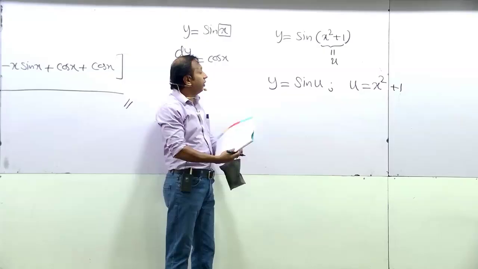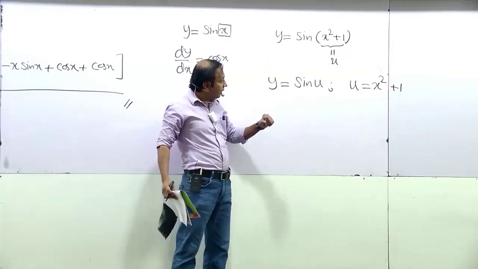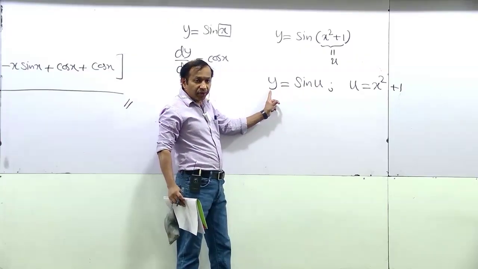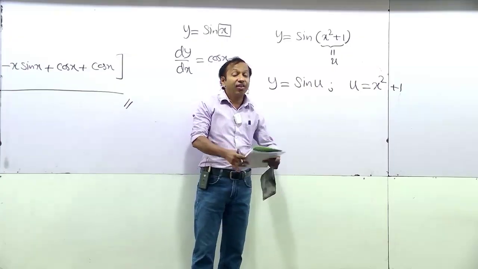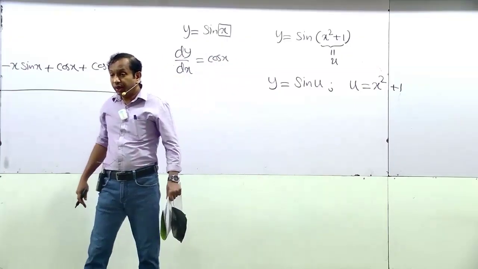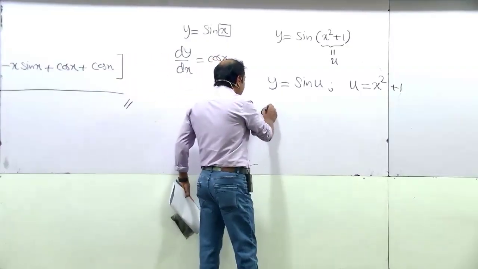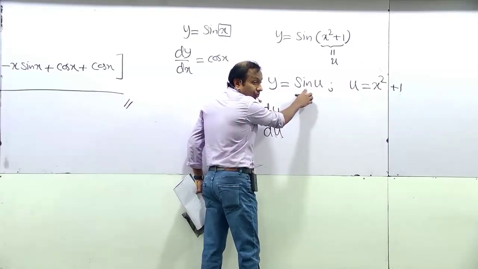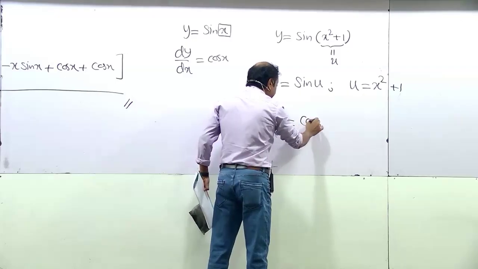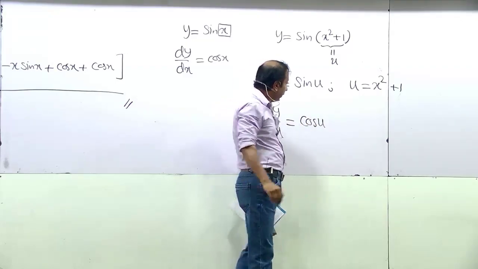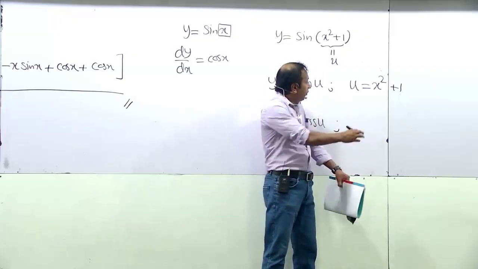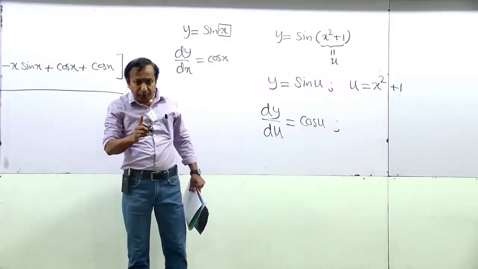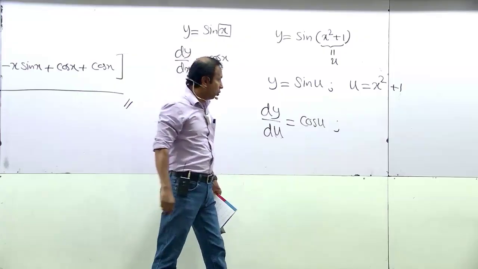Now tell me, here we need to find dy over dx. Once you take it like this, on the right hand side we have u, on the left hand side we have y. Then what derivative can we find? dy over du we can find. Tell me, what is dy over du? The derivative of sin is what? Cos u. Here, on the left hand side we have u, on the right hand side we have x. What derivative can we find? du over dx.